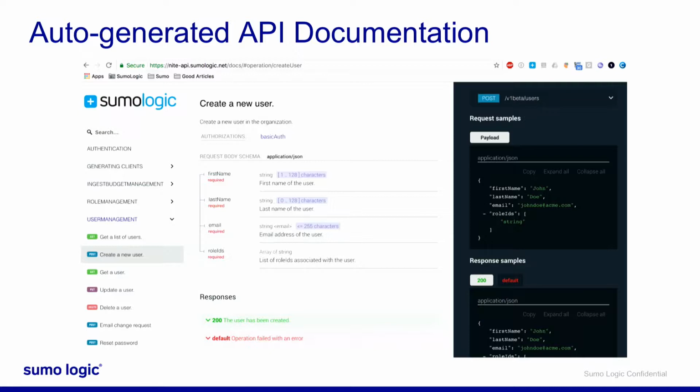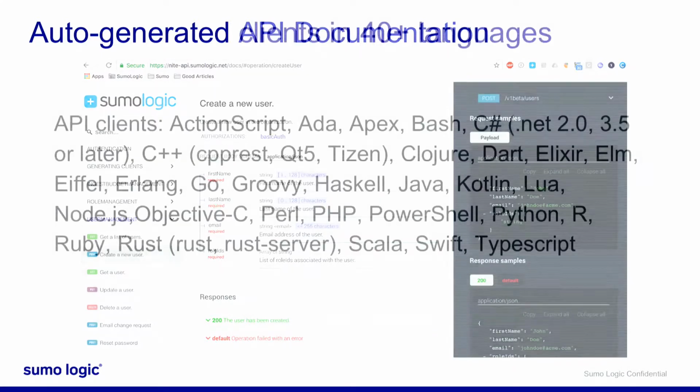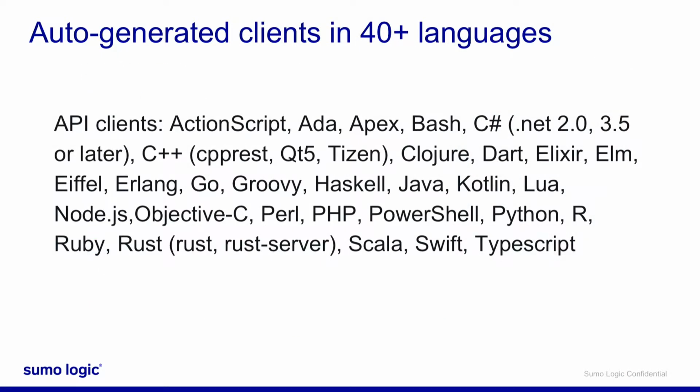As you can see here, it gives you a very nice, clean way of writing your APIs and knowing what the response codes are, what the error codes are. It's all very standardized. So that's one big advantage. And as I said, clients can be auto-generated in over 40 different languages. So whether you're a Python developer or you're writing a Java application, you can be automating it via Sumo Logic APIs.